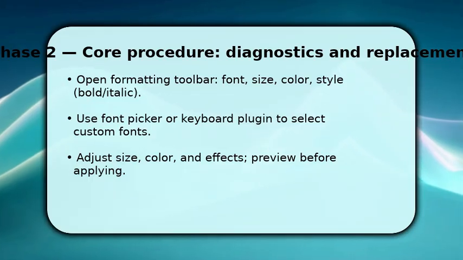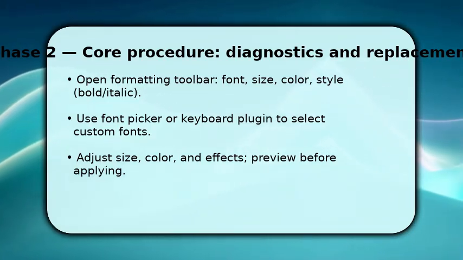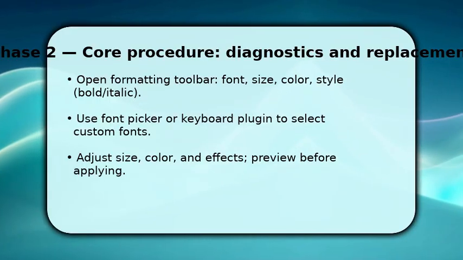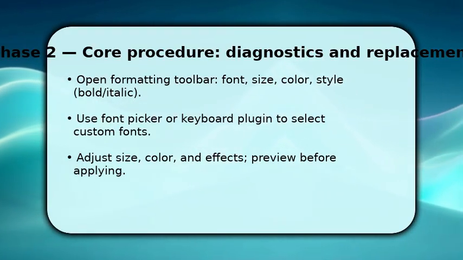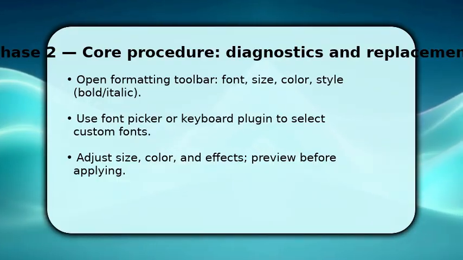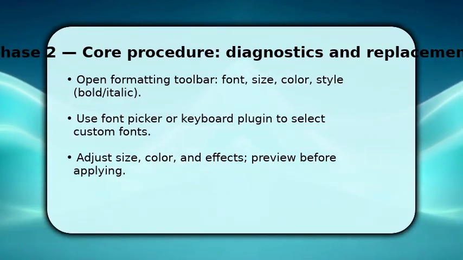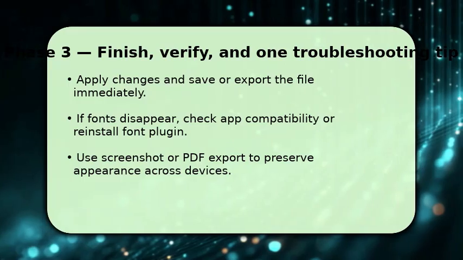Tap Preview to verify legibility on your screen. If you want emphasis, add bold, italic, or underline. Make sure contrast stays readable, because fancy fonts can look great but be hard to read. Apply your changes and save the file.